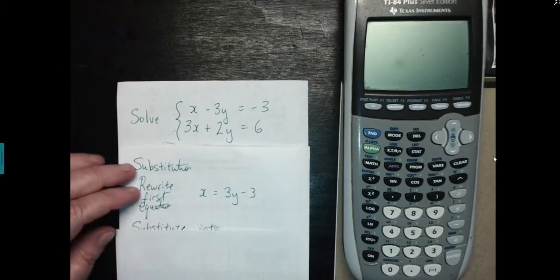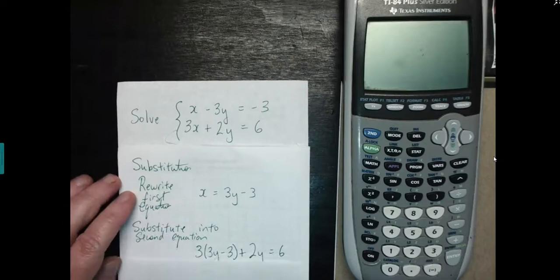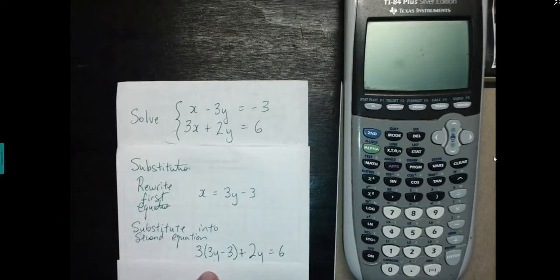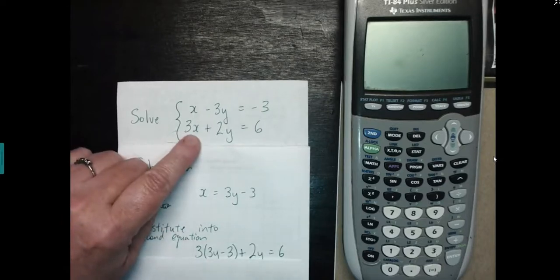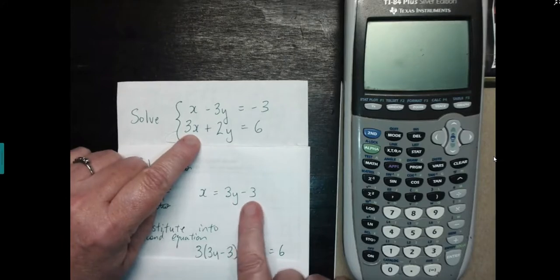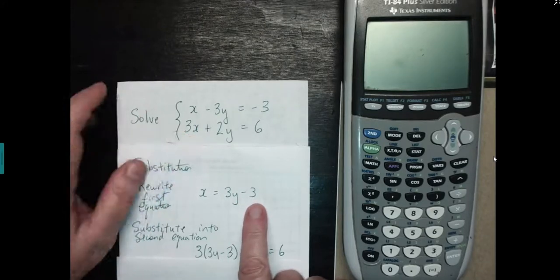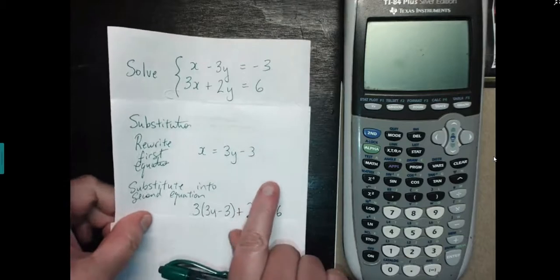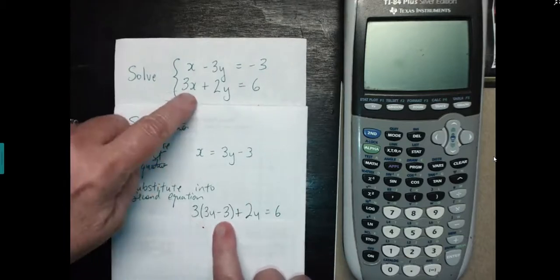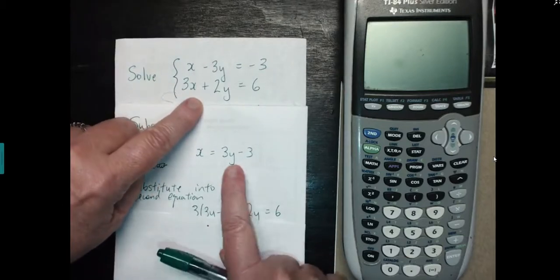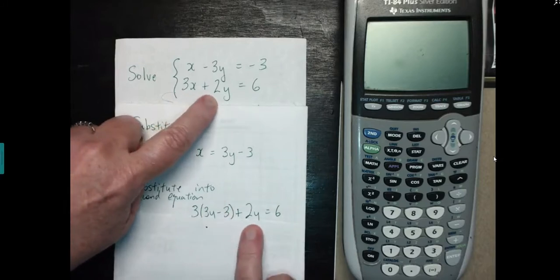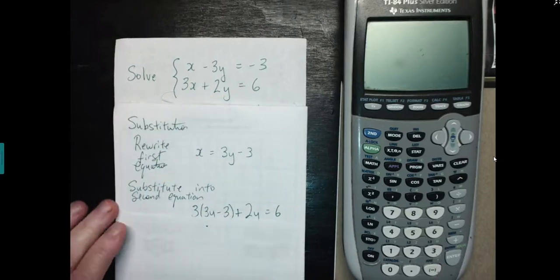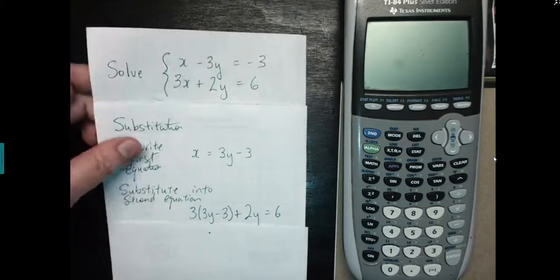Then what I'm going to do with that is substitute this into the second equation. So wherever you see an x in the second equation, I'm going to replace it with 3y minus 3. Just remember to do that in parentheses. So 3 times (3y minus 3) plus 2y equals 6. Now I've got an equation that only has y, so I can solve it.